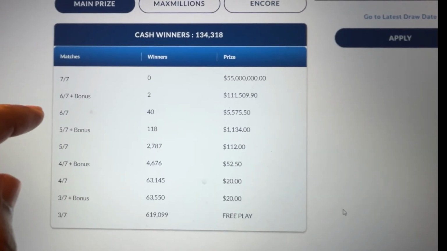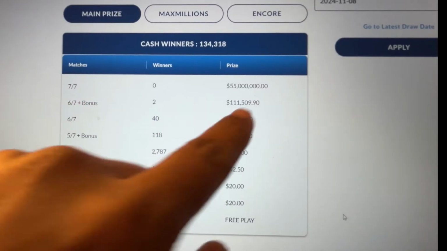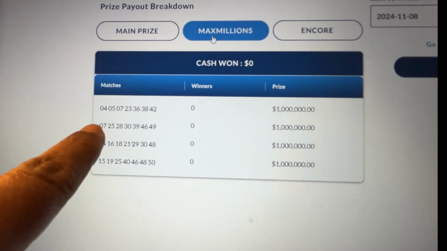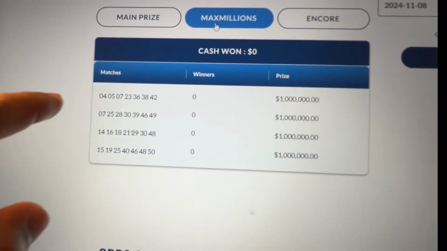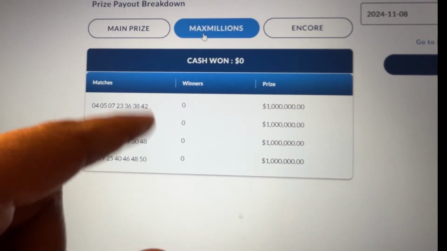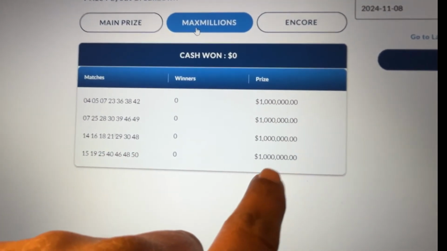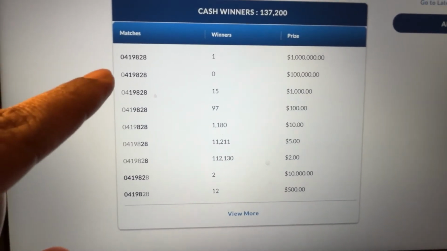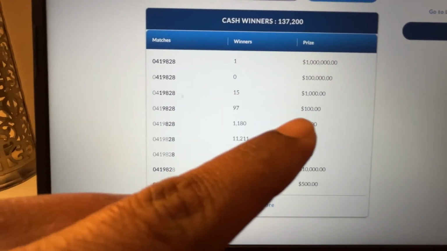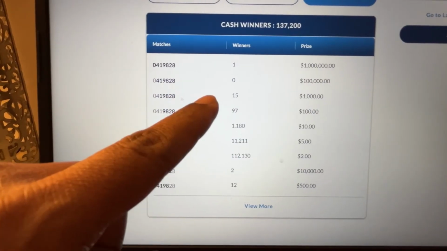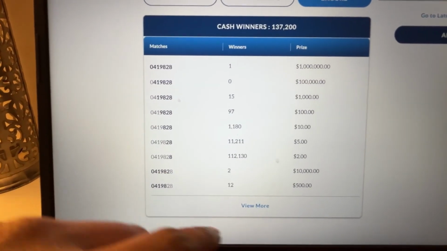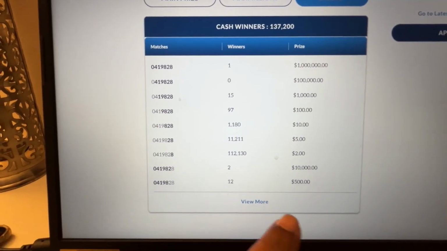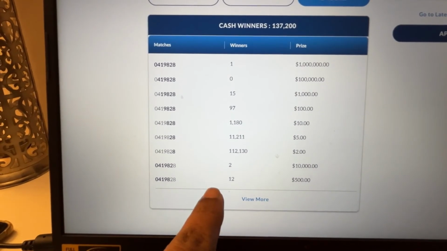Then 6 numbers matching out of 7 and the bonus, this is the winning amount, 2 of them got. Likewise, all others have been mentioned here. These were the numbers for Max Millions. Nobody got it, which means nobody had a match. Otherwise, they would have got this amount. So this is the Encore number you see. Here it shows the matches. Any exact number match would get that amount. Only one winner. Where there is no winner, it shows like this. And then the entire details of winners. So if anyone had this match, 04198, they would get $500. So 12 of them have won.